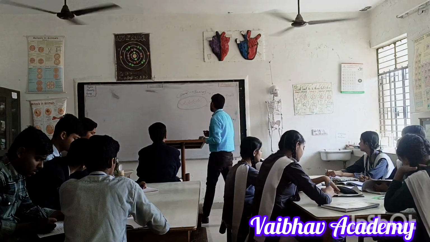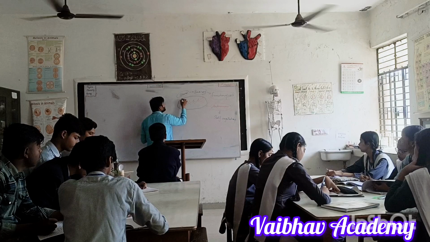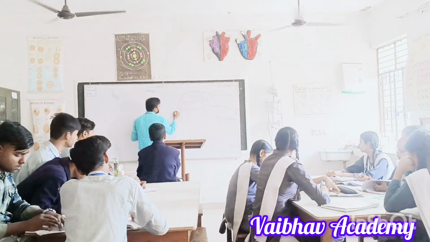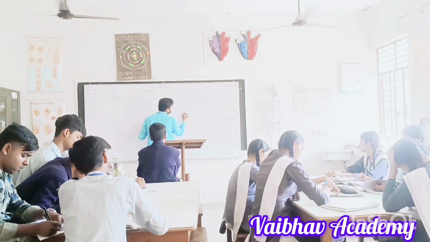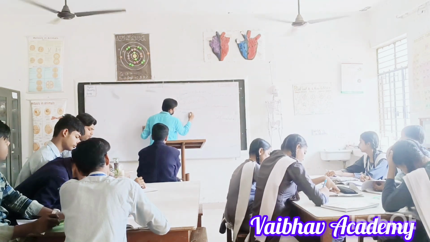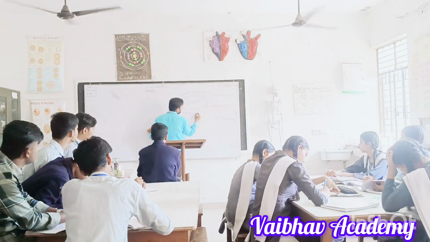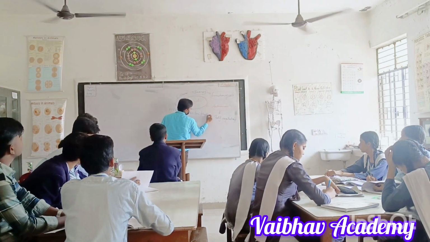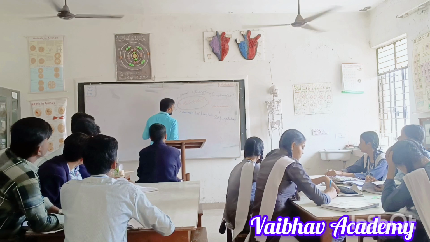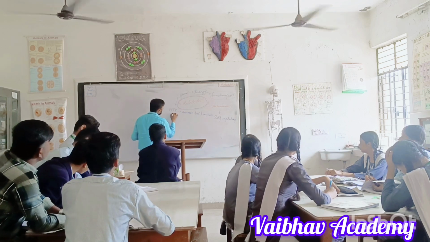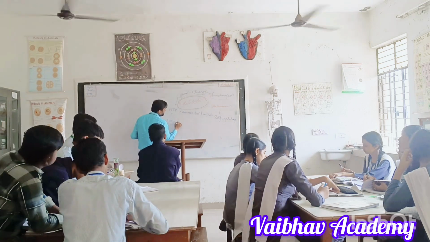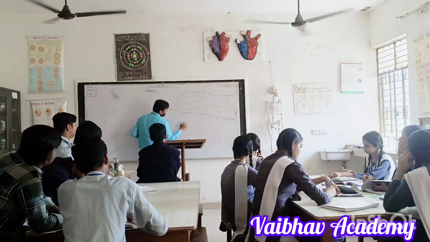From mitochondria. And the mitochondria stores the energy in the form of what? ATP. ATP is what? Adenosine triphosphate. And this ATP is converted from what? ADP. That is adenosine diphosphate.